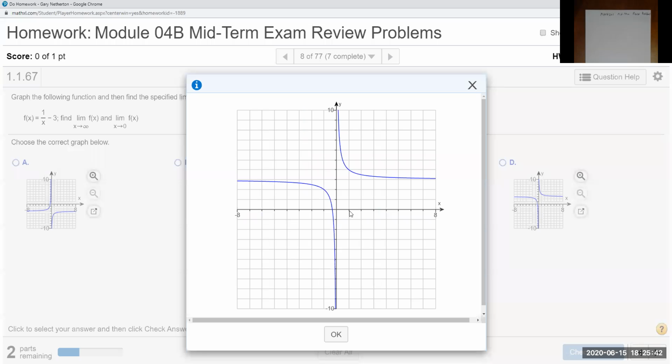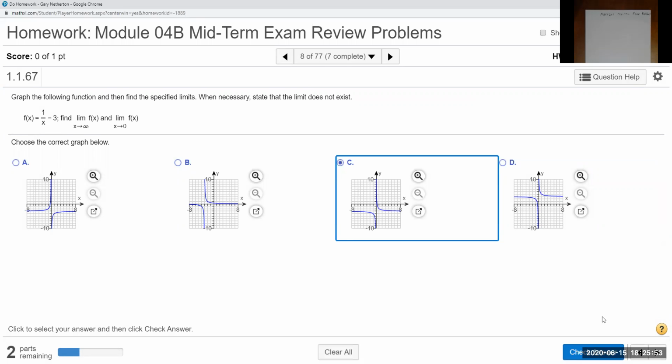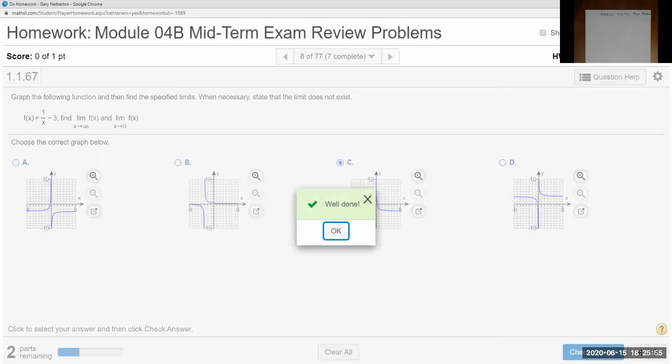When x is 1, the function looks like it's 4, so that's not correct. So once again, right away, by just choosing one number for x and plugging it in, I was able to determine that C should be the correct graph.